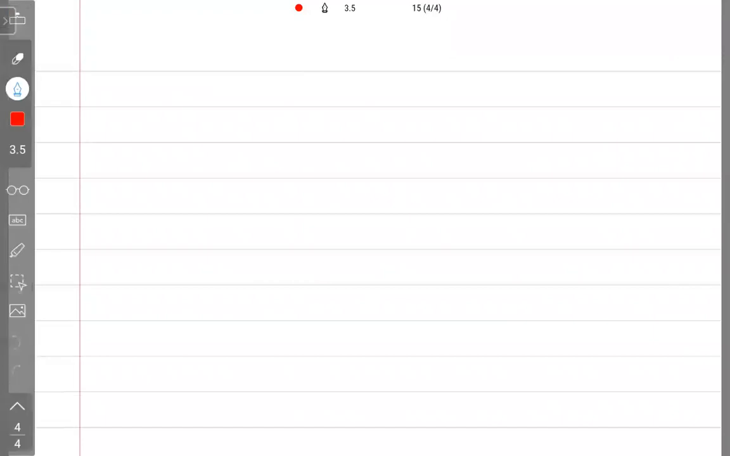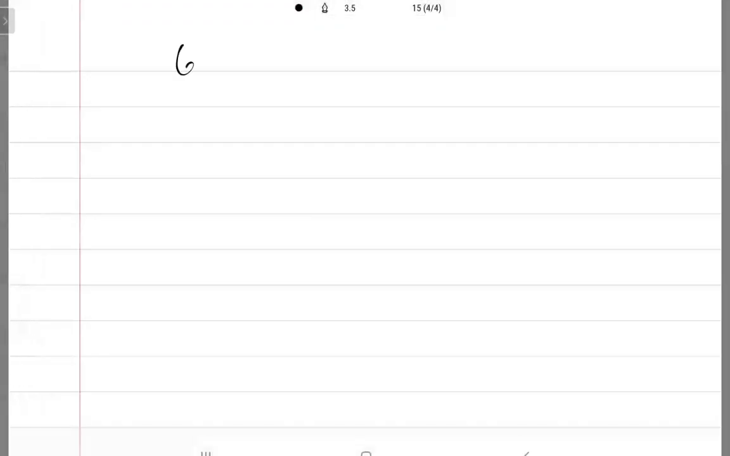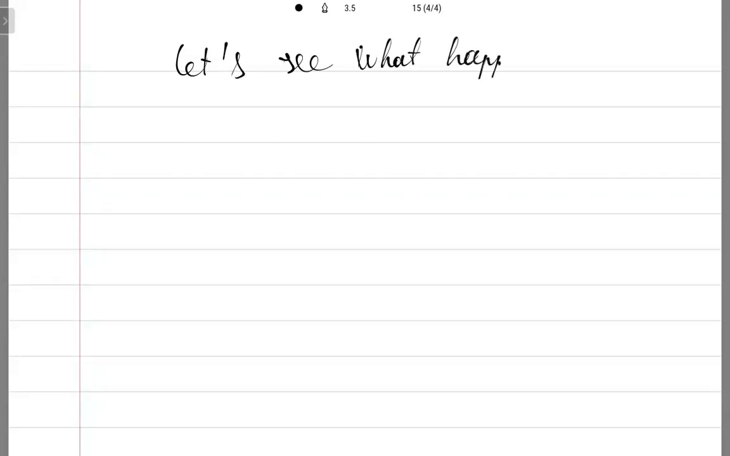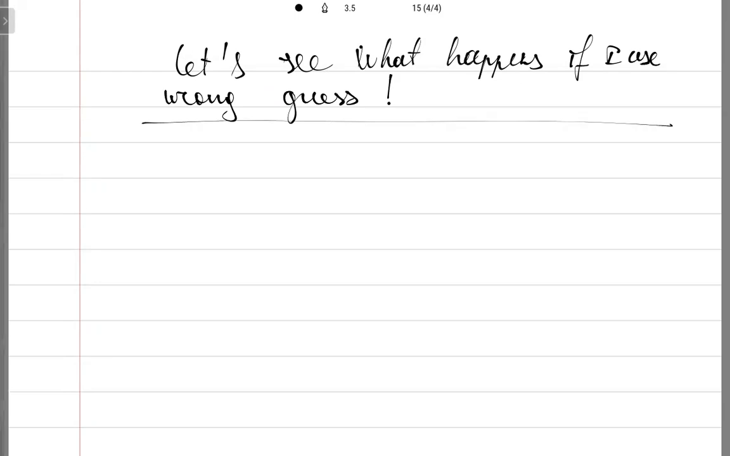So let's use a wrong substitution. Yeah, that's a good idea. Let's see what happens if I tried it like this, and there was only T, but no WT. I understood that it was wrong. Let's see what happens if I use a wrong guess, because some guesses are wrong, and that's okay.